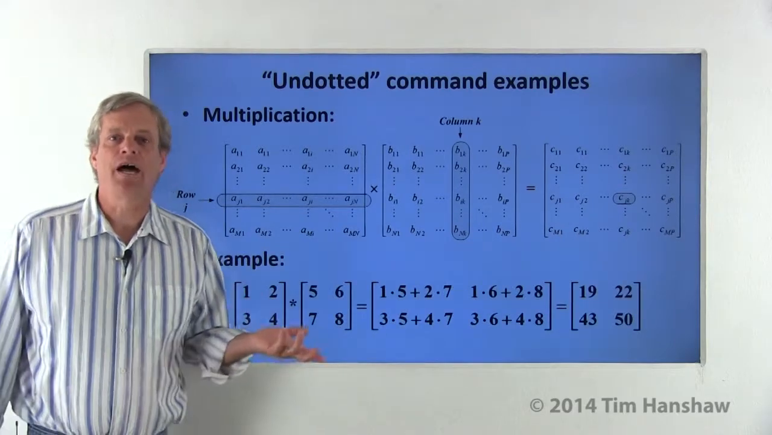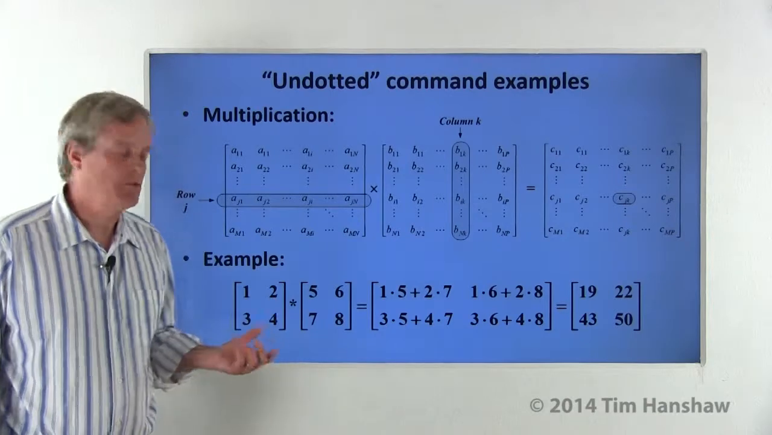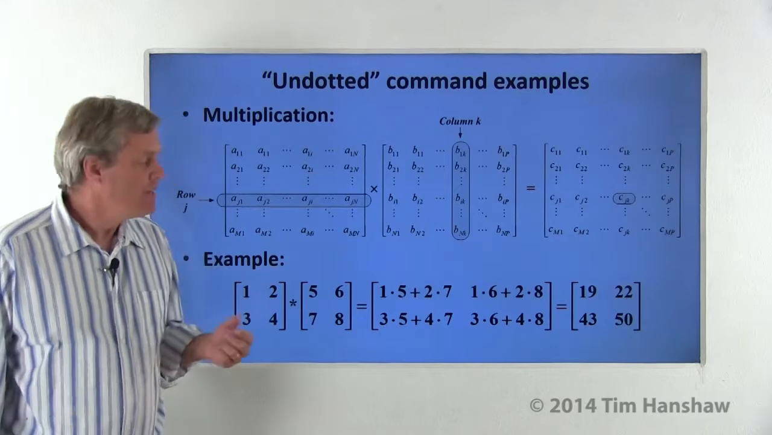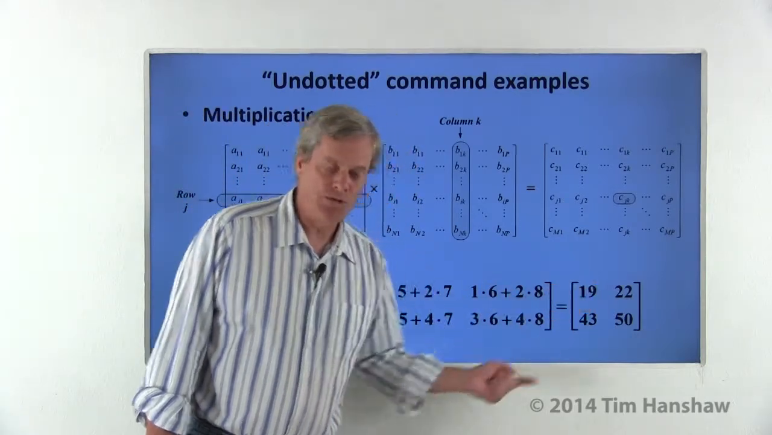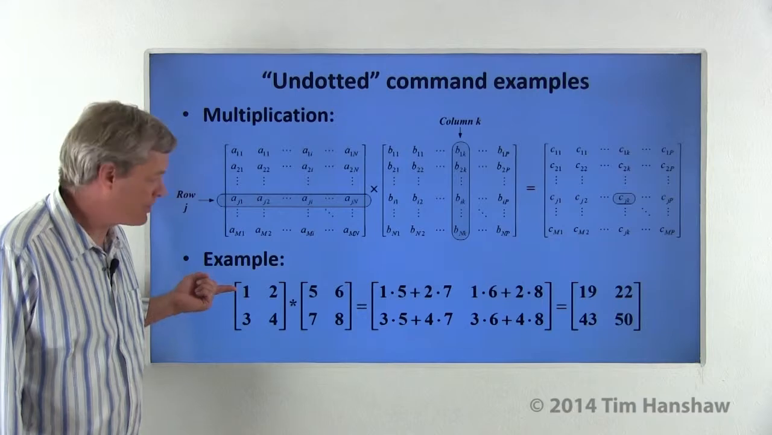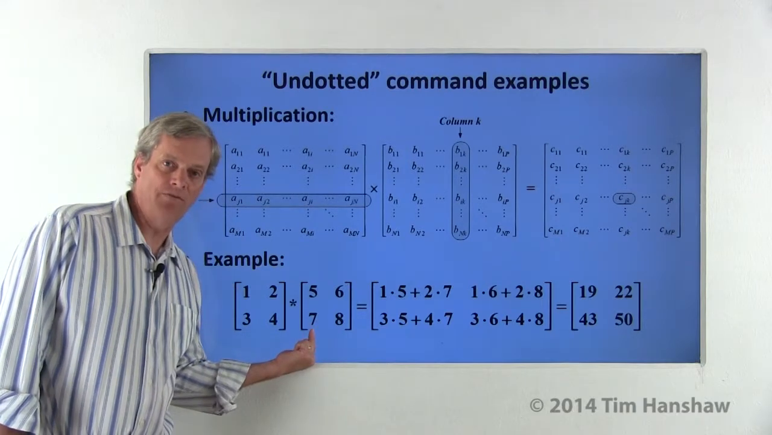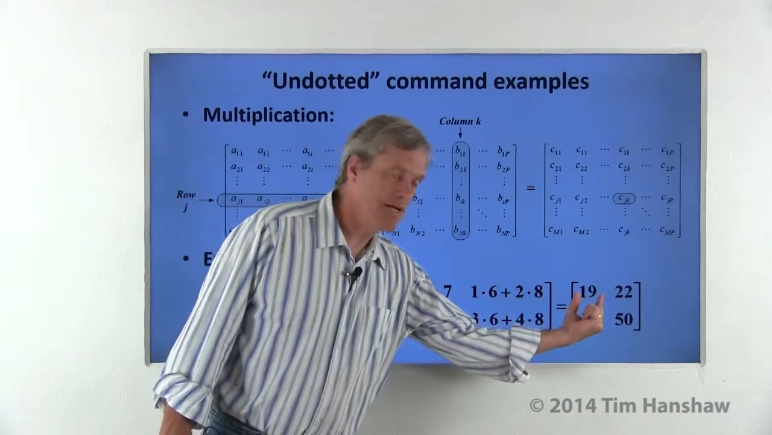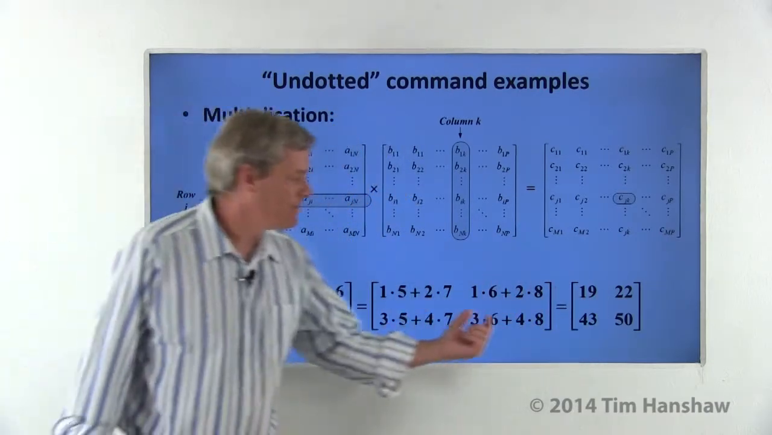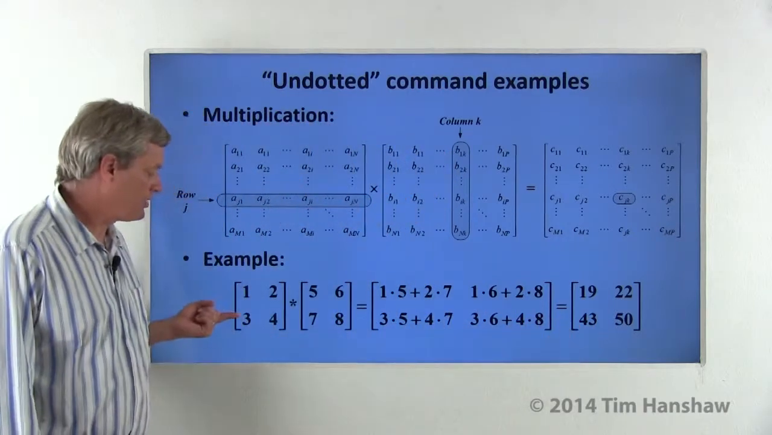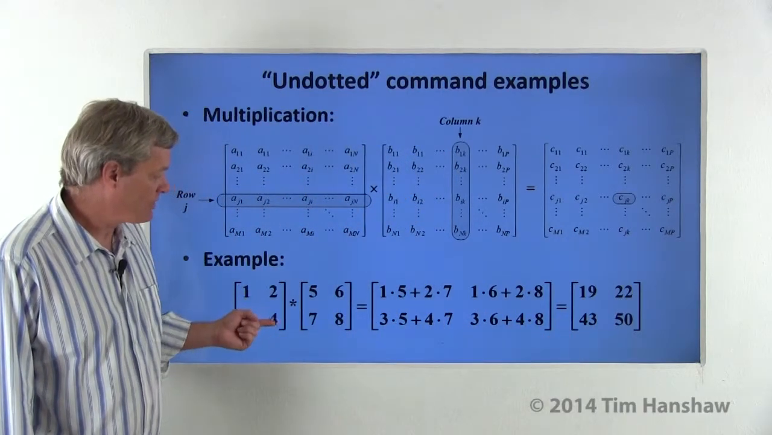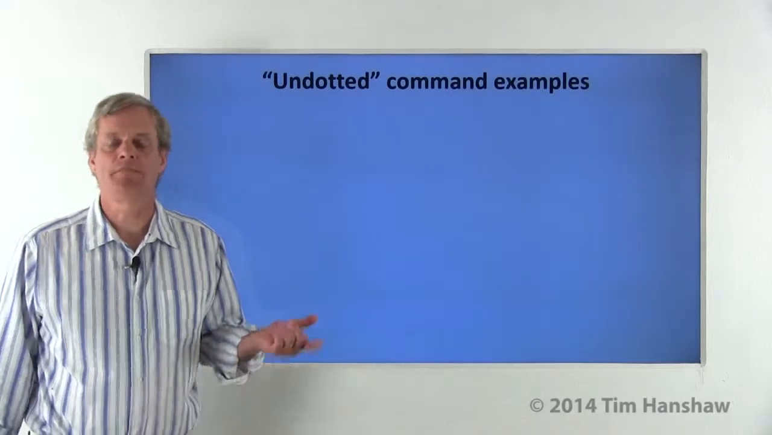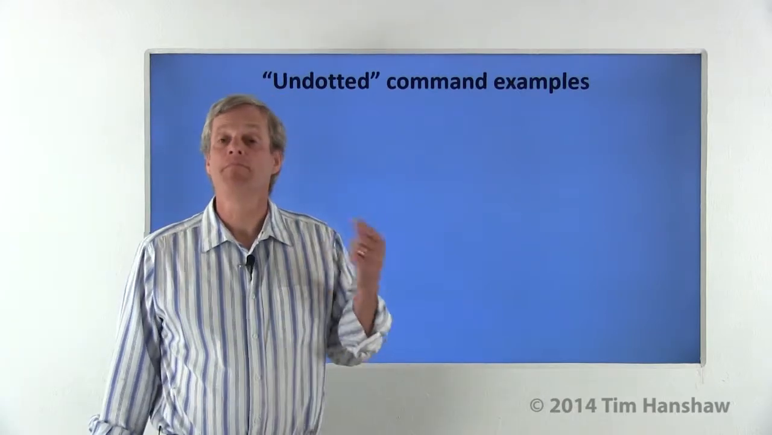I can do this process with the times operator in Matlab. As an example, I'll multiply this matrix, 1, 2, 3, 4, times this matrix, 5, 6, 7, 8. To get the element in the first row in the first column, I multiply the first row of the first matrix times the elements in the first column of the second matrix and add them up. So it's 1 times 5 plus 2 times 7, which gives me 19. As another example, to get to the second row first column, I would multiply 3 times 5 plus 4 times 7 to get 43.